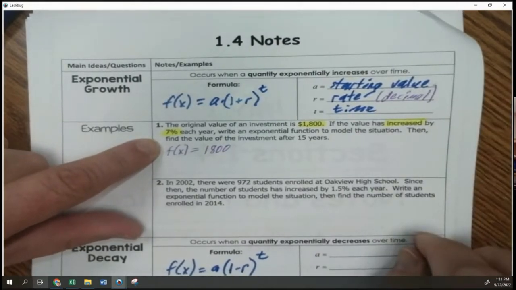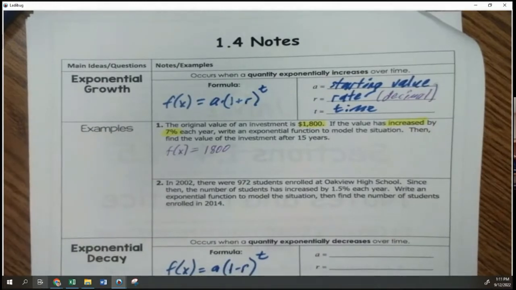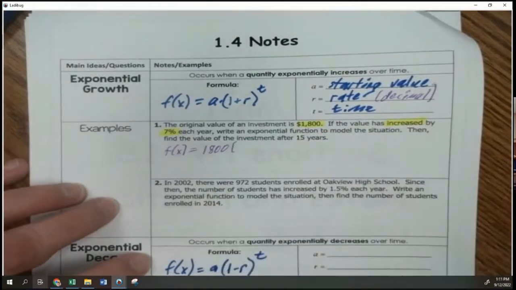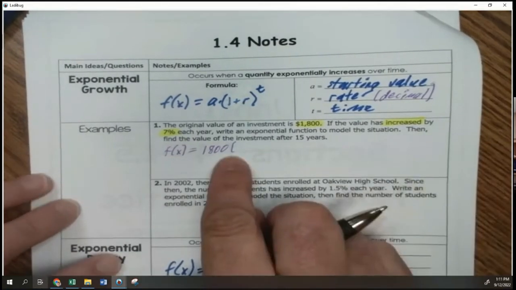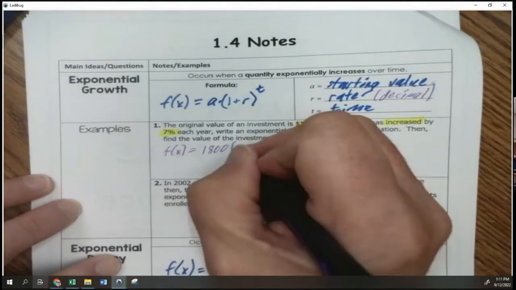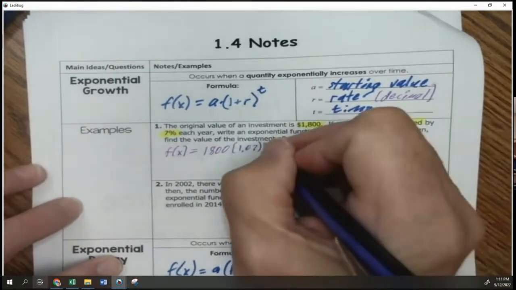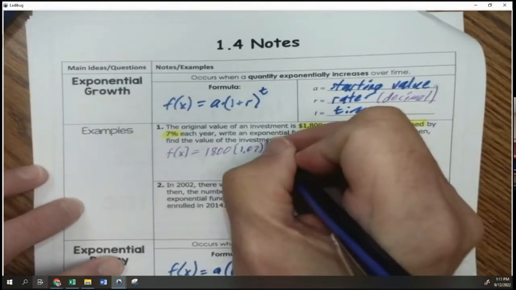All right, so 7% as a decimal. Anyone know what 7% as a decimal is? If I want to make that a decimal amount, what is 7% if I write that as a decimal? I think most of you guys are asleep. 0.07. Very good. Thank you, Avery. So if we take 1 plus 0.07, that's 1.07. And to the t, or however much time we want to do it.